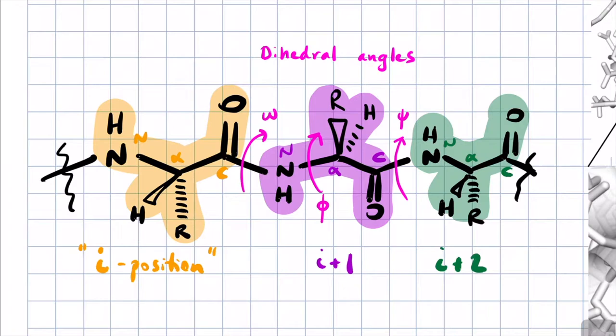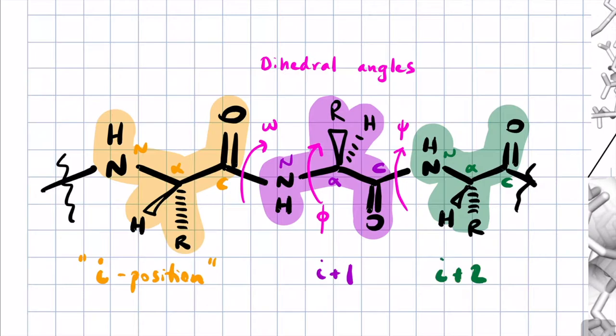So we'll begin where we ended off last time. I've shown you a segment of a peptide, and we're focusing in on three amino acids, one in orange, one in purple, and one in green. I'm going to be using this little box as a pointer. The orange amino acid we're saying is at the I position. The purple amino acid is at I plus one, and the green amino acid is at I plus two. And each amino acid contains an amide nitrogen, an alpha carbon, and a carbonyl carbon.